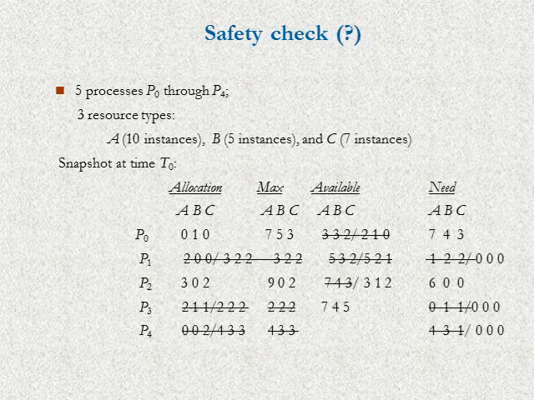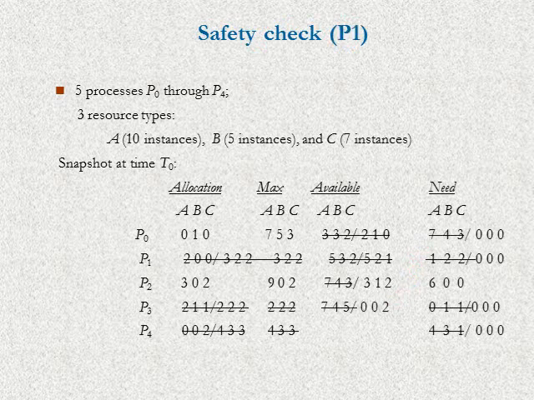Again, at this stage we have to find out some process that can complete its execution within the available resources. Now starting from P0, do we have available resources greater than 7, 4, 3? Yes, this time we do have these resources available to us. So we will pick up P0 as the next process to execute.